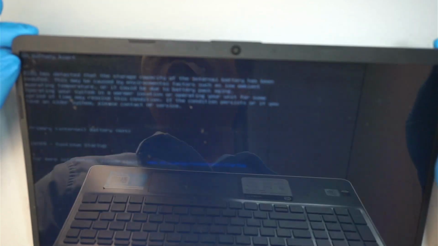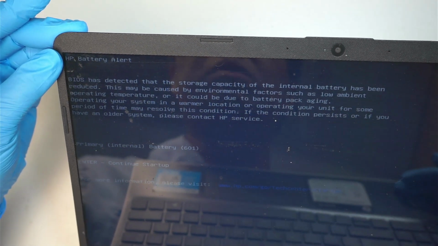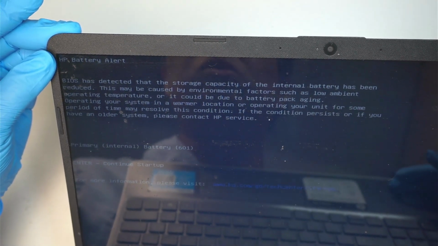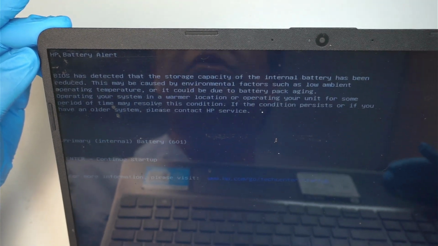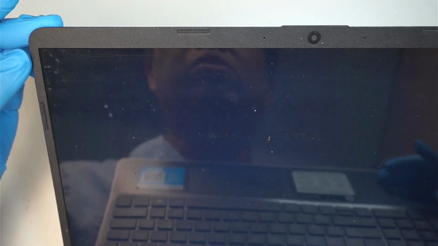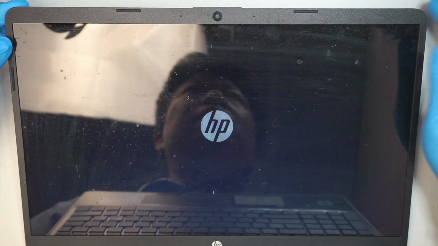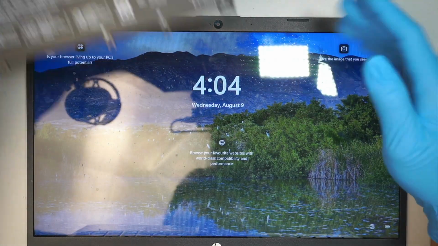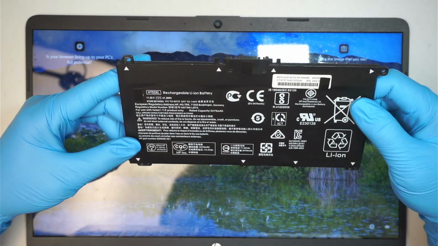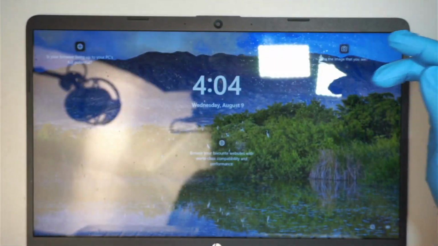Let's talk about this HP battery alert. You can see that the message is saying that BIOS has detected that the storage capacity of the internal battery has been reduced. This may be caused by environmental factors such as low ambient operating temperature, or it could be due to battery pack aging. So if you're getting that error message on your HP laptop, then more likely the battery has gone bad. Okay, so we do need to replace the battery in this case.